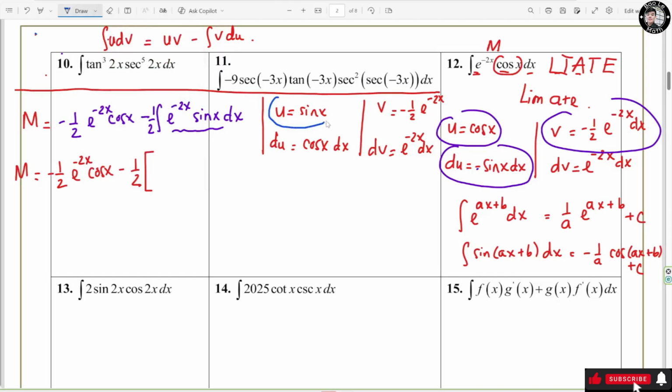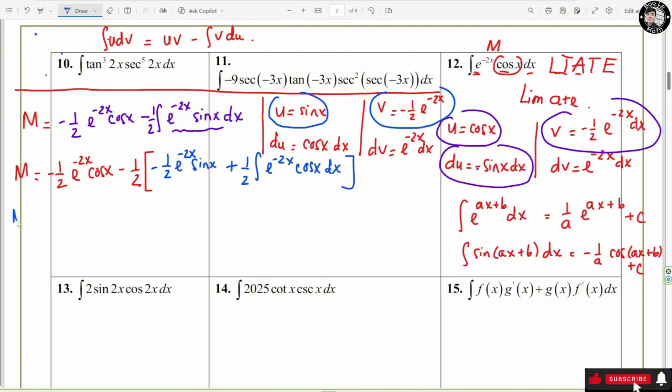U is right here and v is right here, right? So I have negative 1/2 e to the negative 2s sine s minus v du. V right here and du right here. So negative and negative right here becomes positive, right? 1/2 antiderivative of e to the negative 2s cosine s ds, right?